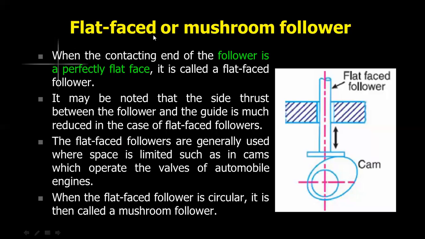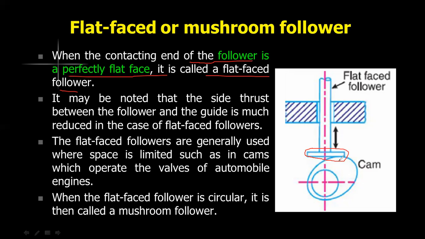The third one is the flat faced or mushroom follower. When the contacting end of the follower is a perfectly flat surface, it is called a flat faced follower. Here you can see this is the contacting surface of the follower. It may be noted that the side thrust between the follower and the guide is much reduced in the case of flat faced followers. This is a major problem in the roller follower as well as the knife edge follower. Because of the flat shape of the follower contacting surface, the side thrust is greatly reduced.